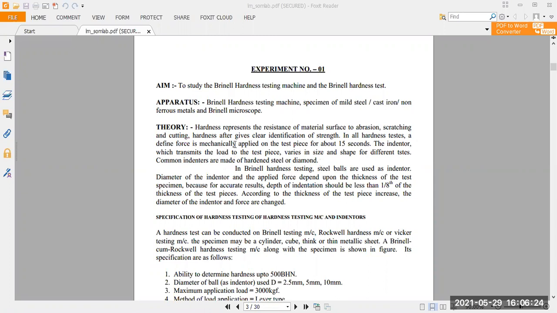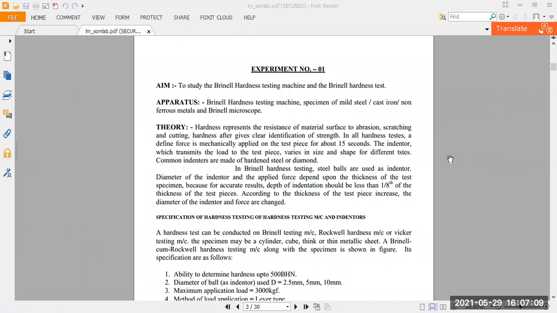Hardness gives us a clear indication not only of how hard the material is and how resistant it is to abrasion or scribing, but also of its strength, such as tensile strength. In all hardness tests, a definite force is mechanically applied for about 15 seconds. As we have seen in our machines, a force of known value is applied to the test piece through the indenter, for around 10 to 15 seconds. The indenter transmits the load.